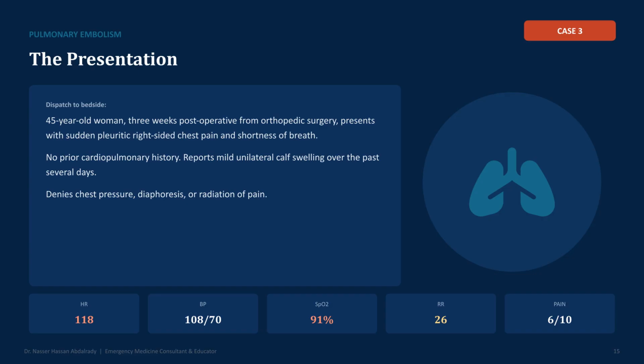Case 3. A 45-year-old woman, 3 weeks out from orthopedic surgery, presents with sudden pleuritic right-sided chest pain and shortness of breath. She has no cardiopulmonary history, but she mentions mild calf swelling. Her vitals show tachycardia, tachypnea, and hypoxia, but a normal blood pressure. Do not let that normal pressure reassure you.